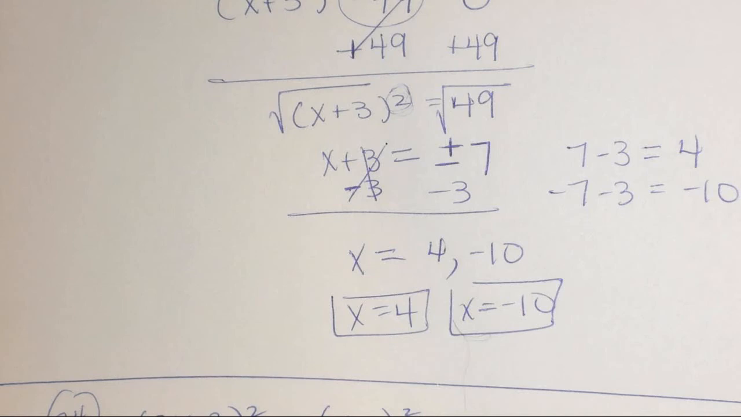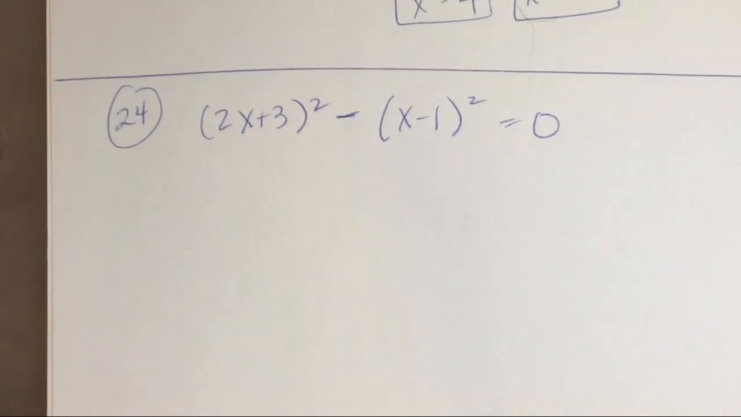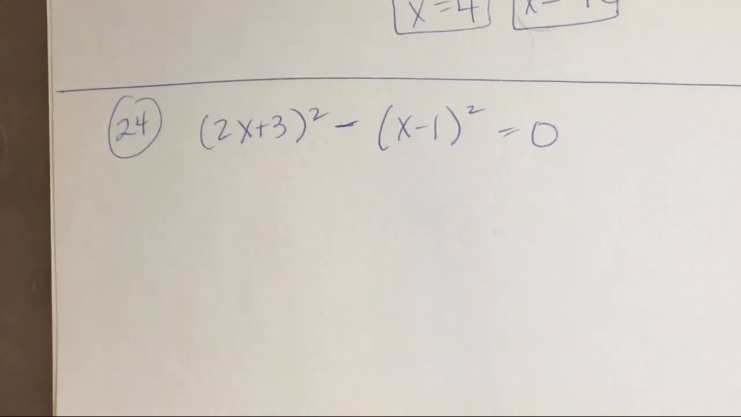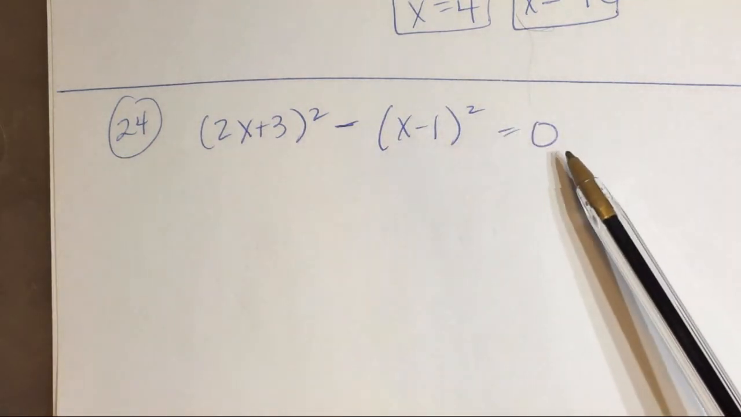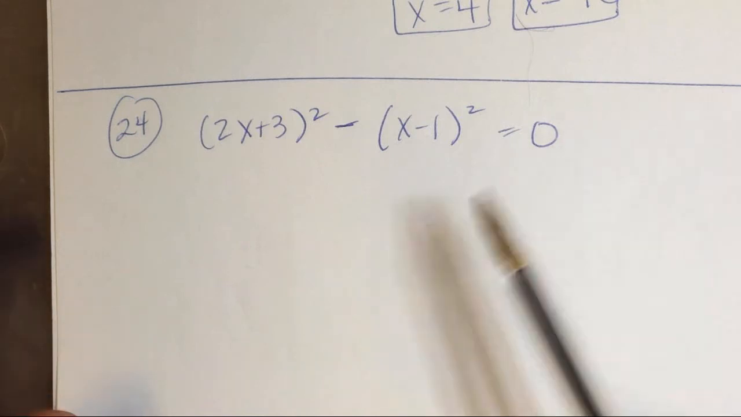Alright, the same thing for the next one. I'm going to now do number 24. So I have (2x + 3)² - (x - 1)² = 0. The same thing here. We're trying to get x by itself, so we don't want to expand it and FOIL. That's not what I want to do. It's kind of hard to see.